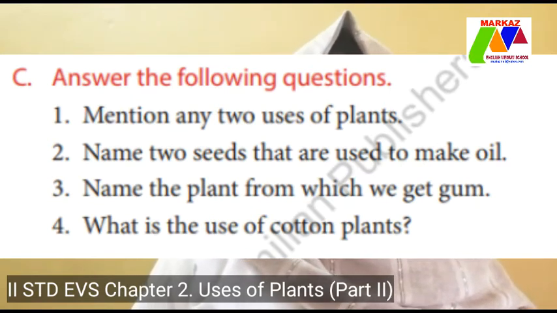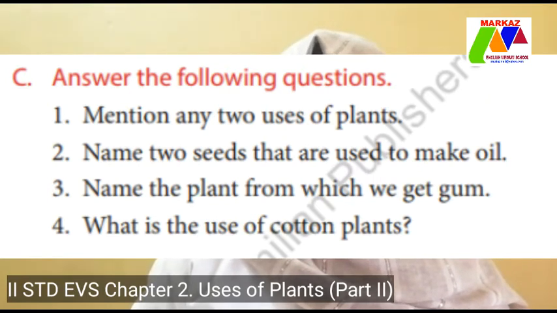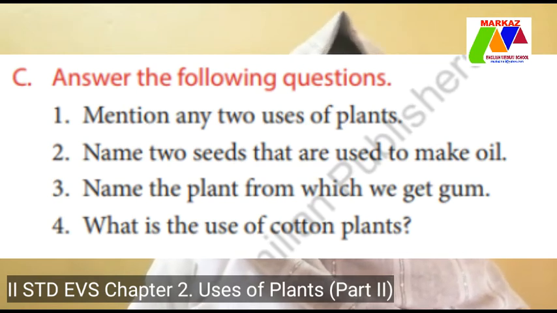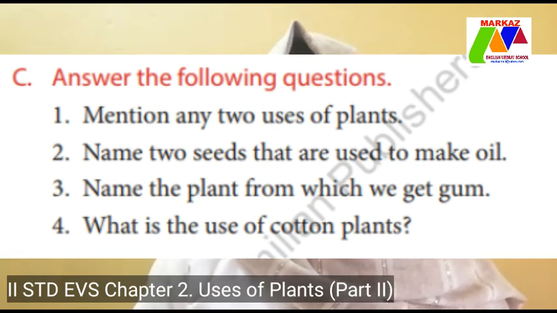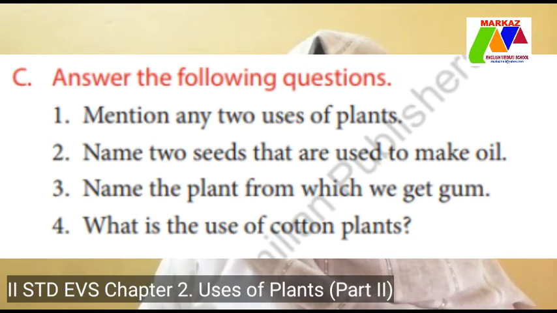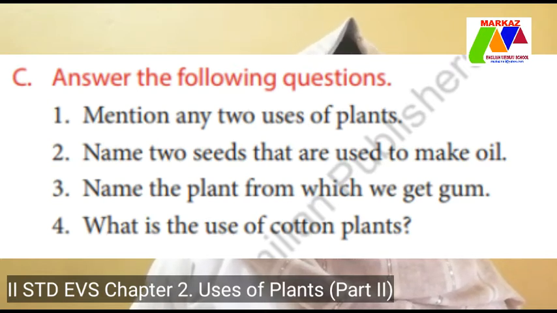Okay. Then second question, name two seeds that are used to make oil. Yes, coconut and mustard. You can write coconut and mustard are used to make oils. Then third question, name the plant from which we get gum. Yes, we discussed in the last class. We get gum from acacia tree. Then fourth question, what is the use of cotton plants? Yes, very good. We get fiber from cotton plants.